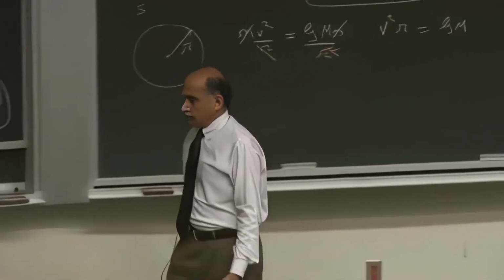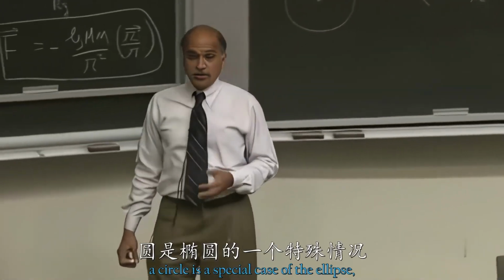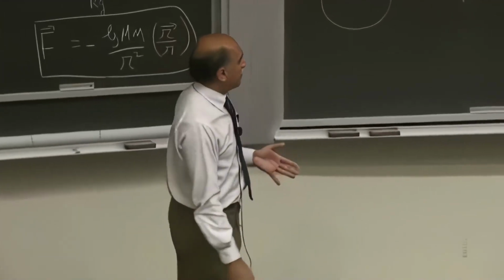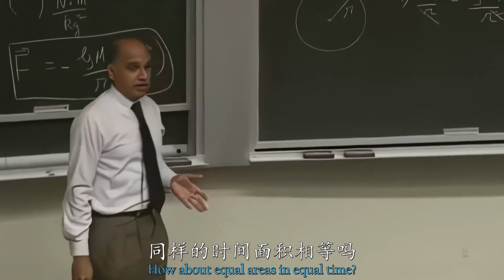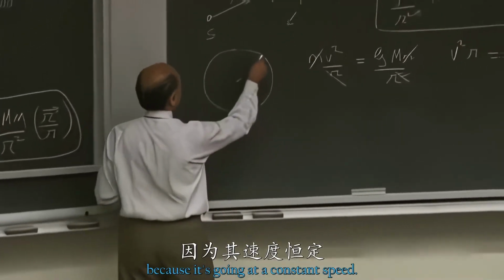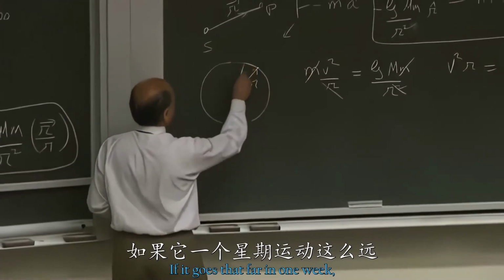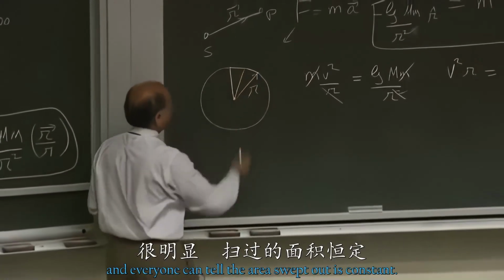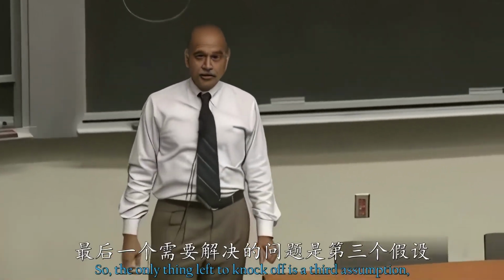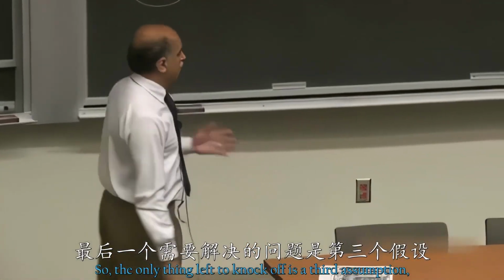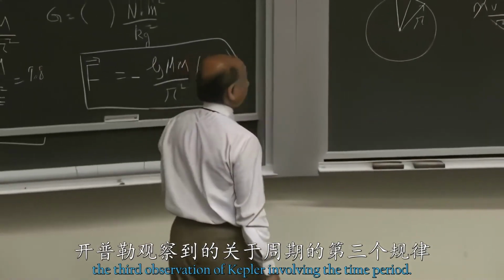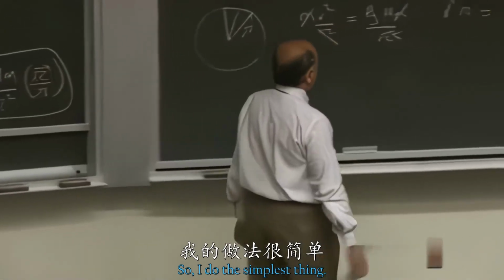Is the orbit possible? Well, if you say an ellipse, a circle is a special case of the ellipse, you have shown circular orbits are possible. How about equal areas in equal time? It's obviously true in this problem because it's going at constant speed. If it goes that far in 1 week, it'll go that far in 1 week, and everyone can tell the area swept out is constant. So the only thing left to knock off is the third observation of Kepler involving the time period. So I do the simplest thing.